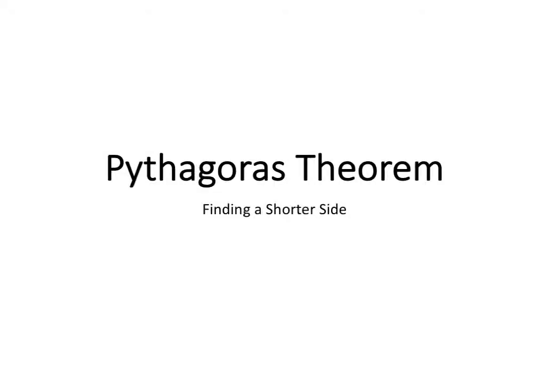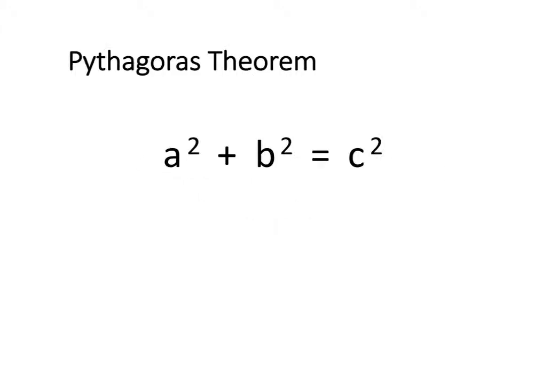In this video, we're going to have a look at how to calculate the non-hypotenuse side, or the shorter side, of a right angled triangle using Pythagoras theorem. So the general rule for Pythagoras theorem is a squared plus b squared is equal to c squared, where c is the hypotenuse side. Now, if we know the hypotenuse side and we want to find out what a or b is equal to, we need to rearrange the formula.